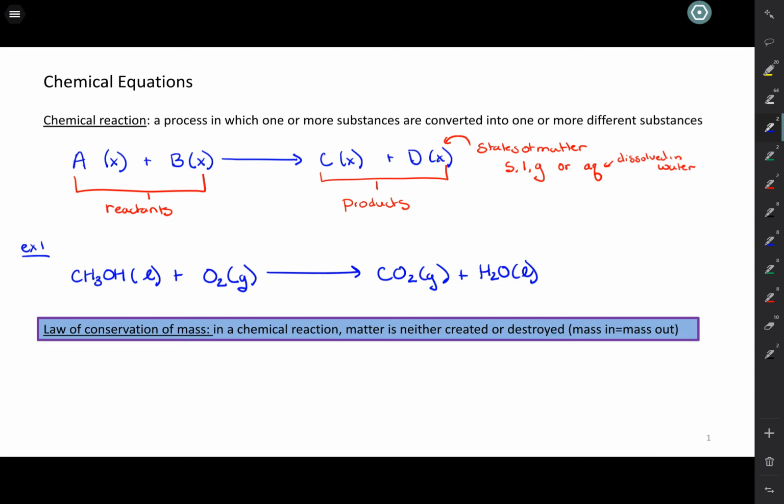The law of conservation states that in a chemical reaction, matter is neither created nor destroyed. And we're talking chemistry, we're not looking at nuclear physics or nuclear chemistry. So in this class, what this is going to tell us is that we can't change the number or types of elements. So we have to have the number of moles of the elements in the reactants equal to the number of moles of those elements in the products.